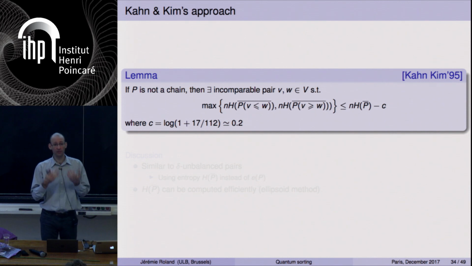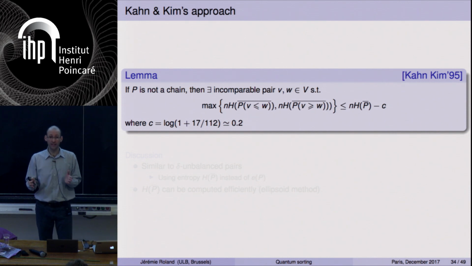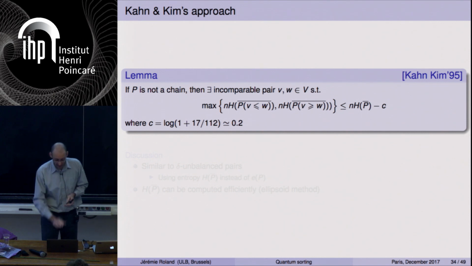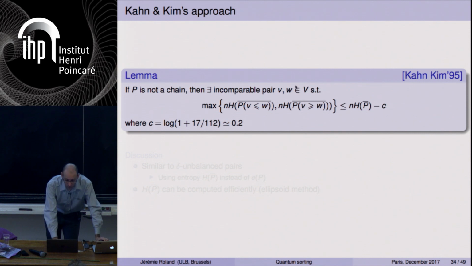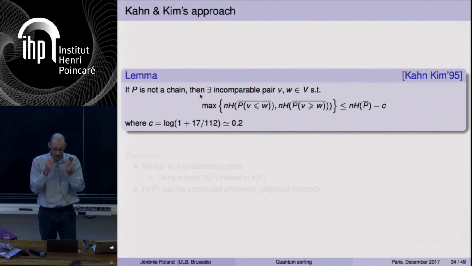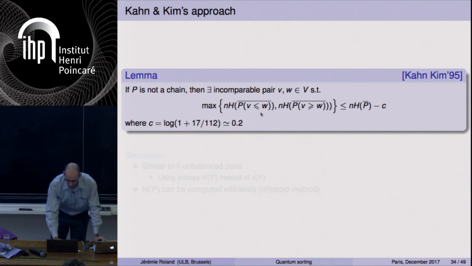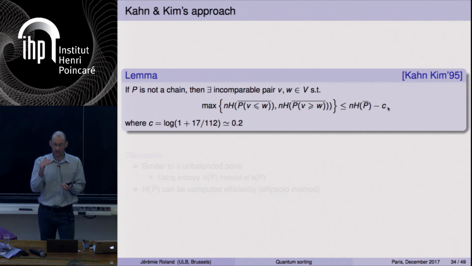And the idea is that we will have an analog of this notion of balanced pair, but not for the number of linear extensions, but for the entropy. So this is this analog. Kahn and Kim have shown that for any partial order which is not a chain, so whenever there are some pairs that are not comparable, there exists an incomparable pair such that the maximum of the entropy that you get after adding either V less than W or V more than W is less than the entropy minus C. So n times the entropy decreases by a constant each time you make a query, essentially.